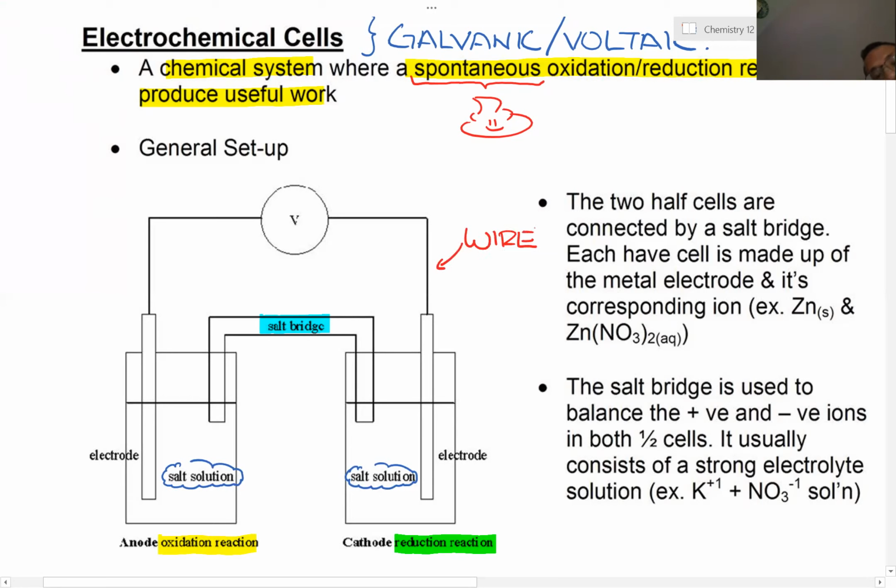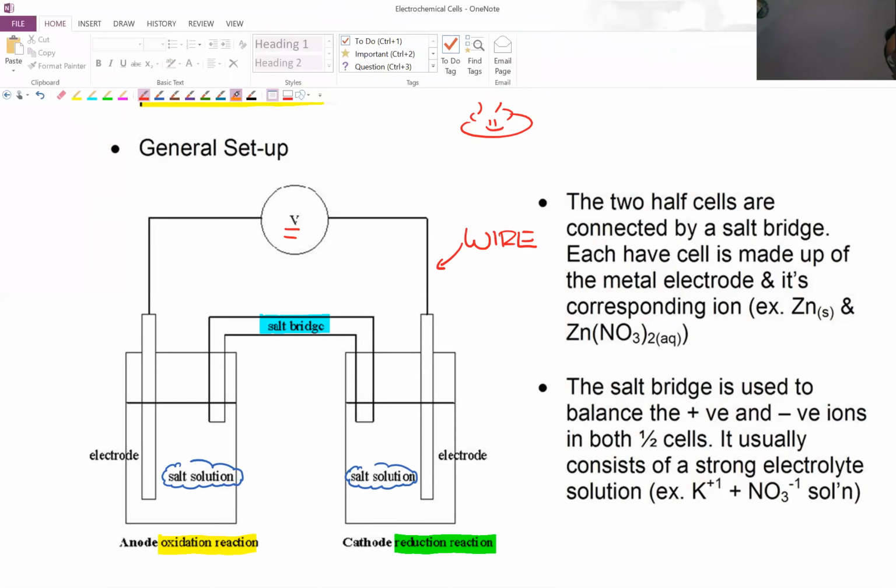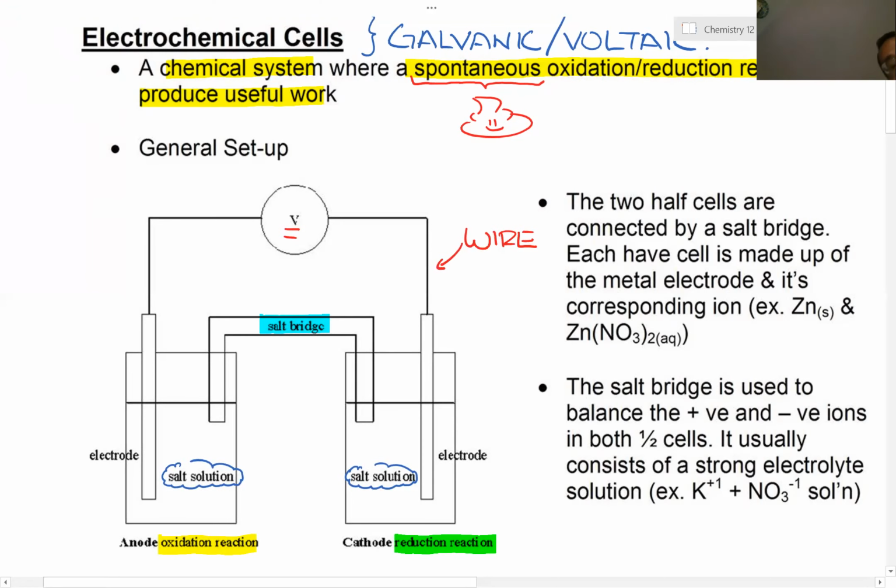Now, in this particular diagram, you notice I have this V. That represents a voltmeter. But it's basically a general representation for anything that uses electricity. So I could even do this.